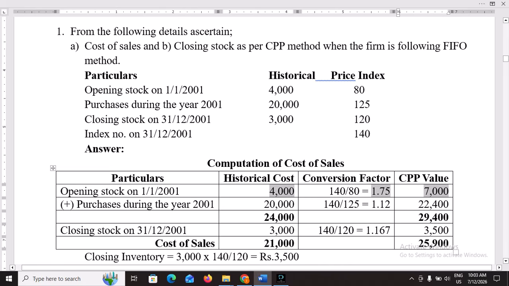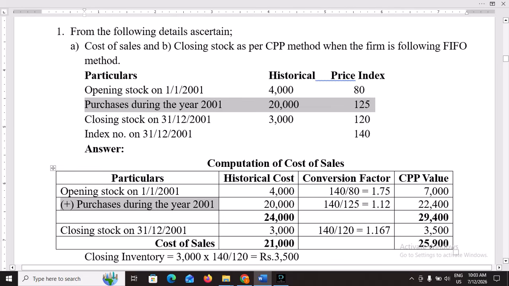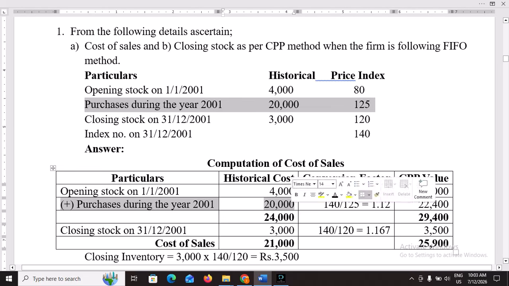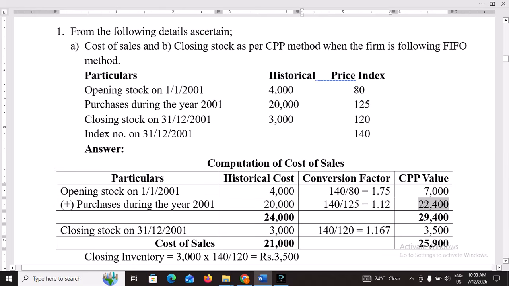Now plus purchases during the year 2001. Historical cost is 20,000. The closing index is 140, and the purchases index is 125. So 140 divided by 125 is 1.12. So 20,000 into 1.12 is 22,400. Historical total is 4,000 plus 20,000, 24,000. CPP value is 7,000 plus 22,400, 29,400. Done. Next, less closing stock.